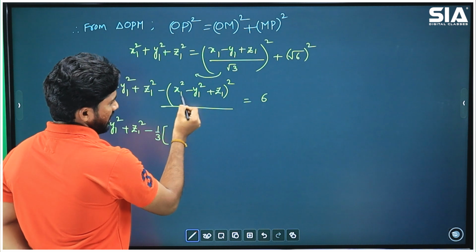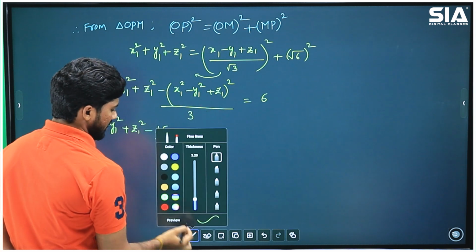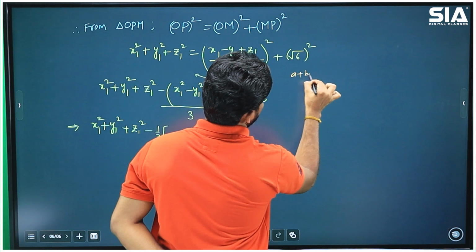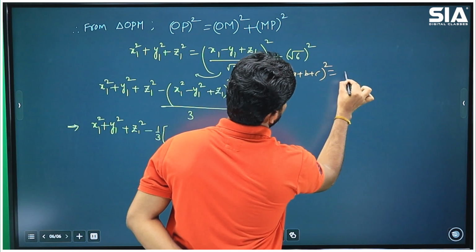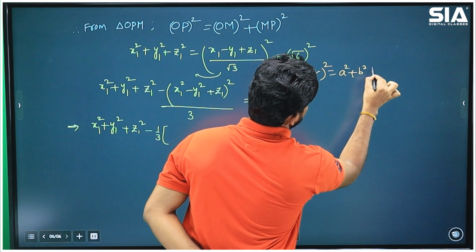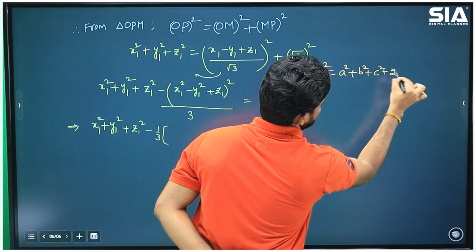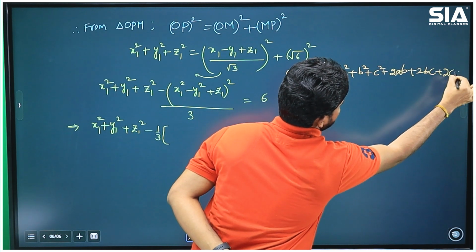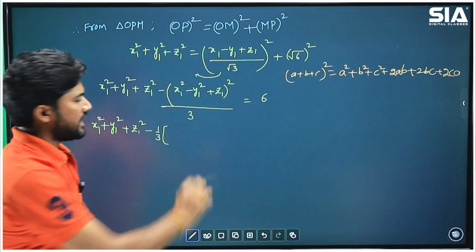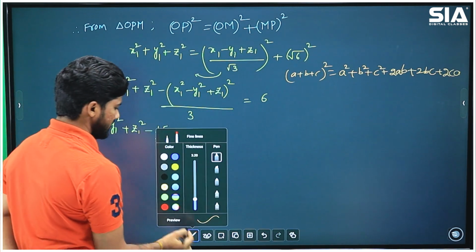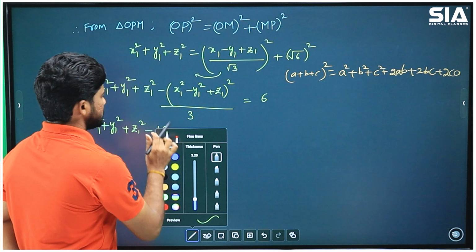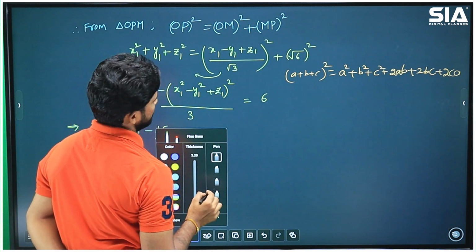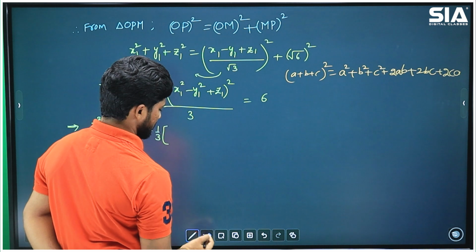So use the (a plus b plus c) whole square formula. What is the formula? (a plus b plus c) whole square is equal to a square plus b square plus c square plus 2ab plus 2bc plus 2ca. According to this formula, expand that given condition. If you expand it, in place of a here we have this one, x1.